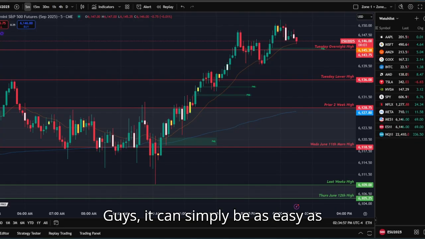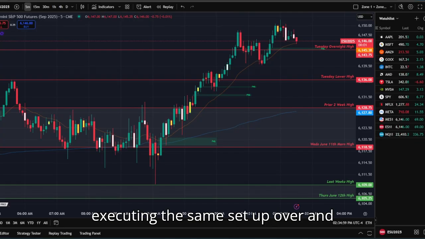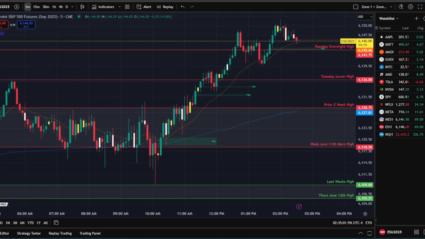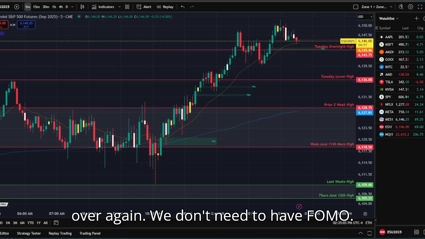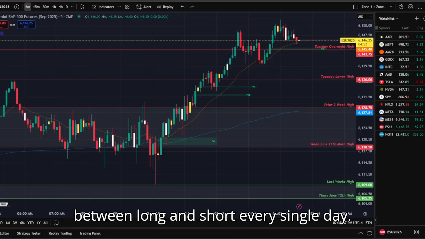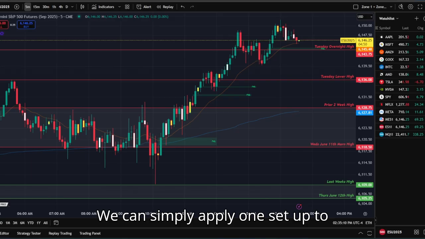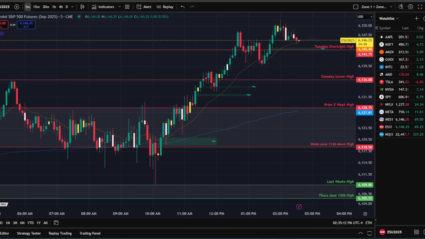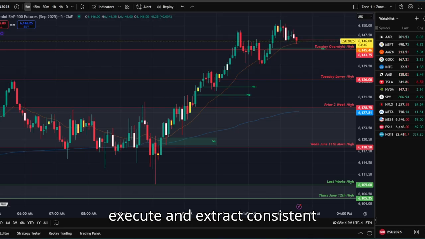Guys, it can simply be as easy as executing the same setup over and over again. We don't need to have FOMO. We don't need to have hindsight. We don't need to be swapping back and forth between long and short every single day. We can simply apply one setup to execute and extract consistent profits.